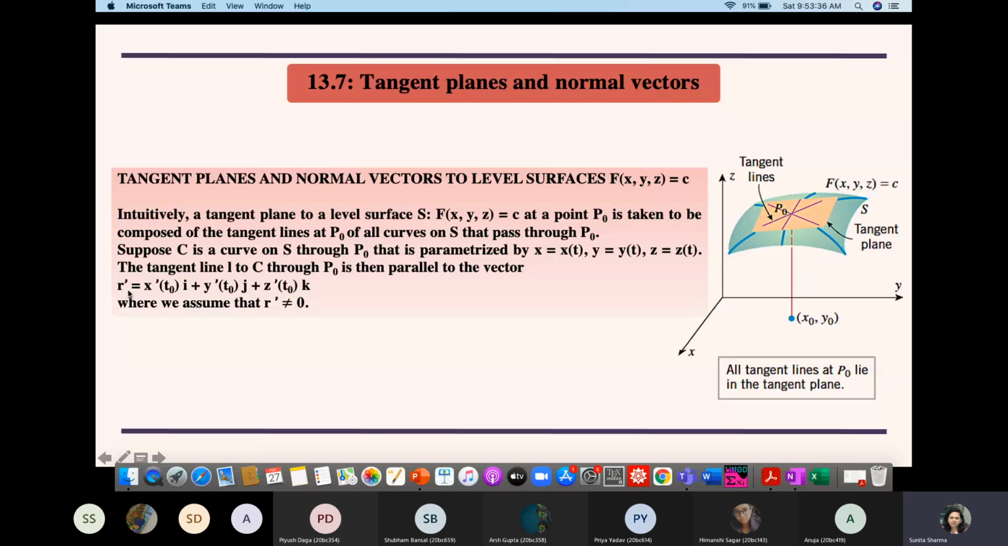This we have seen in the vector valued functions chapter also, that r dash will always represent the direction of the tangent vector. So the tangent line which we are drawing will be parallel to this vector, and here we assume that r dash is obviously not 0 at this point. Only then we can get a tangent line here. Okay, so is it fine here? The direction of the tangent line is given by the r dash vector.